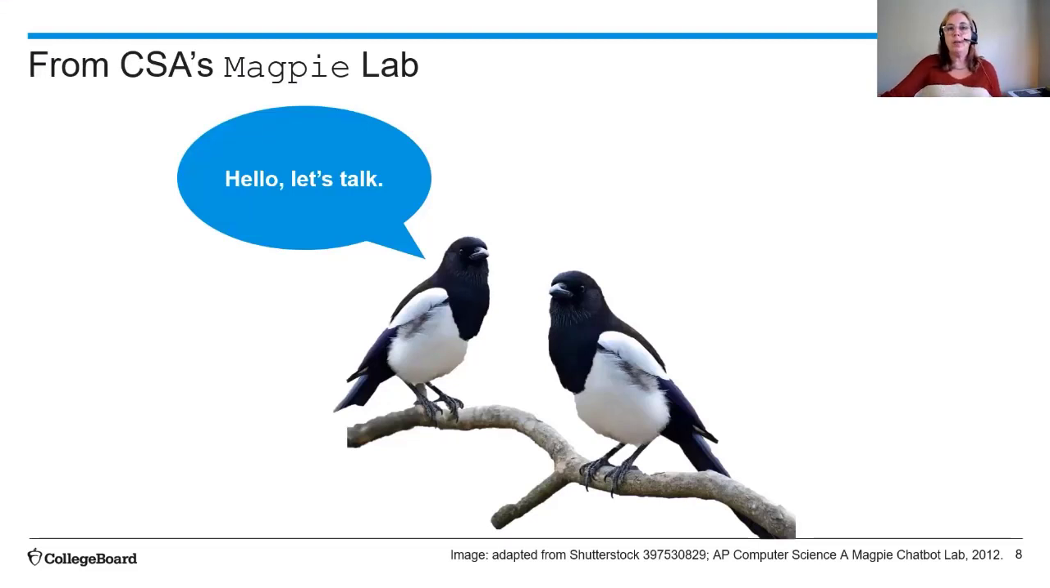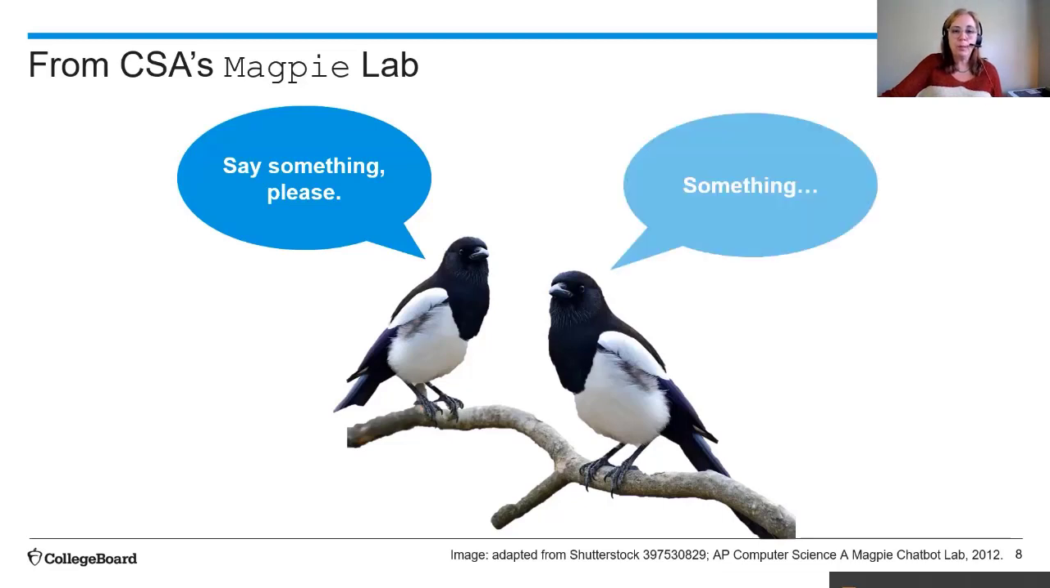The first statement that Magpie is going to output is, "Hello, let's talk." Because that's the whole premise: Bo and JJ want to be able to talk to each other. And if you don't say anything back, the program code then says, "Say something, please." So Bo could be a smart aleck, and he might say something. And from there, the conversation would begin in truth.